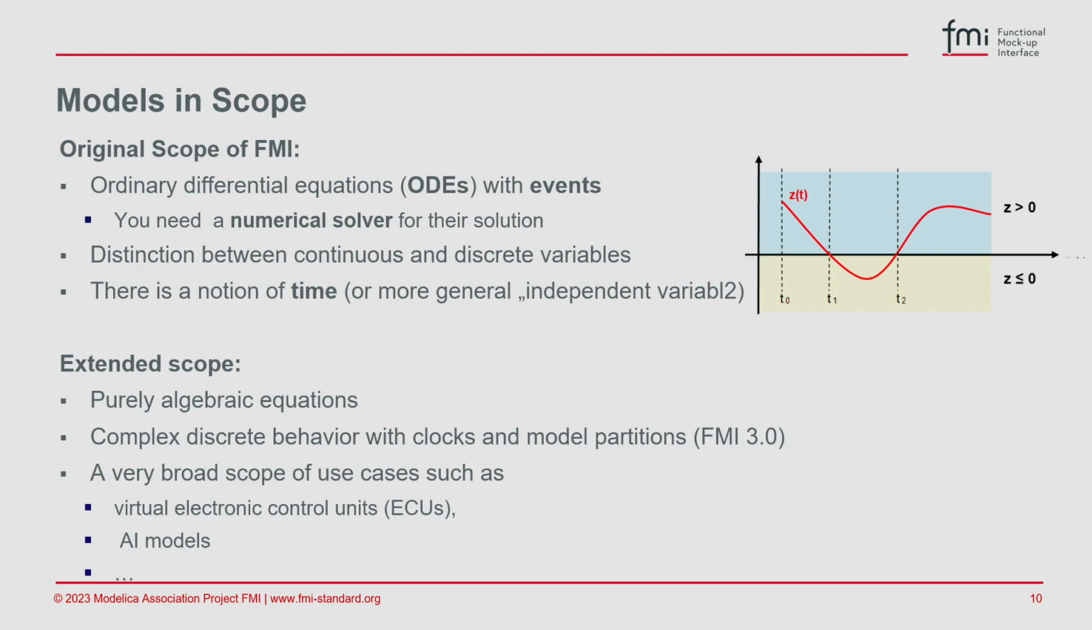What's important, there is a notion of time. So typically you don't have a real thing inside an FMU that is only triggered once, but there is some evolvement over time. It could also be more generally an angle or so, but then you call it independent variable. But in almost all cases, it's time that evolves.